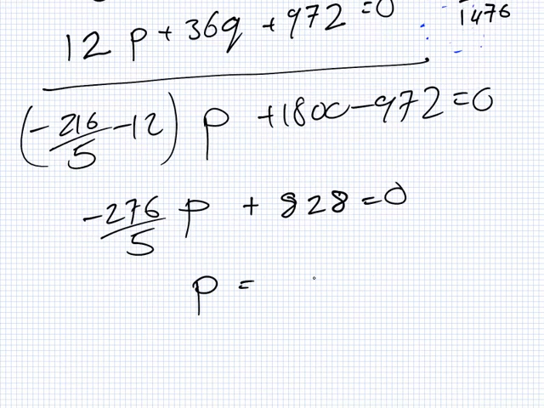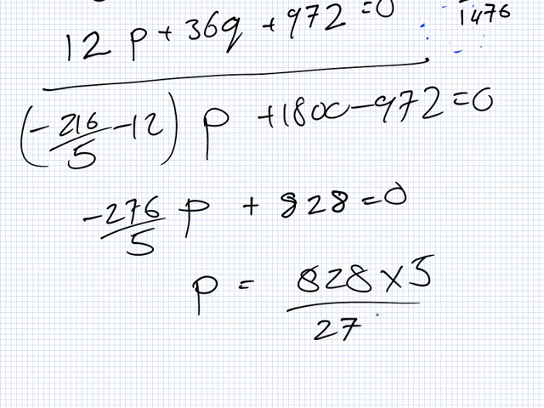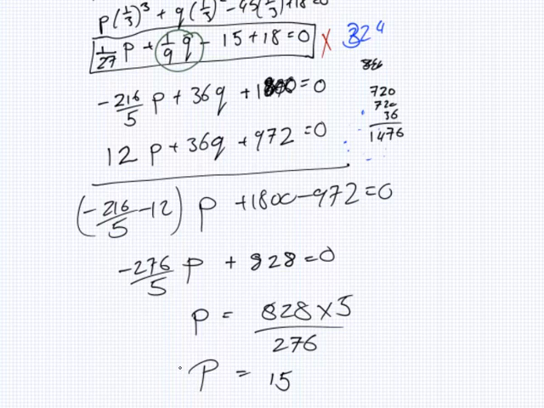So p will equal 828 times 5 over 276. Is it like 20? What's the answer here for p at the end? 15. Ah, that's close. 15 then. Is that the answer at the back? Yeah. Thank goodness. And to get the q, well, that's straightforward.